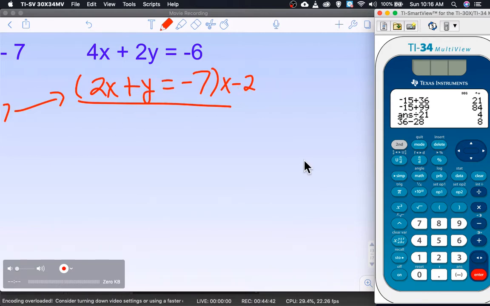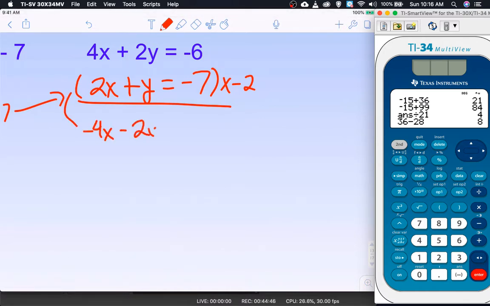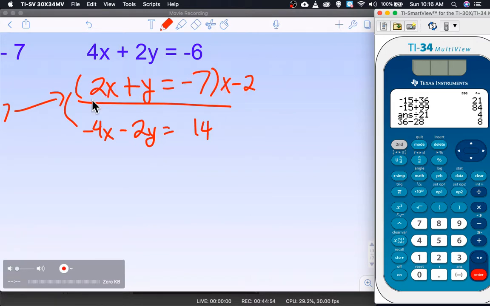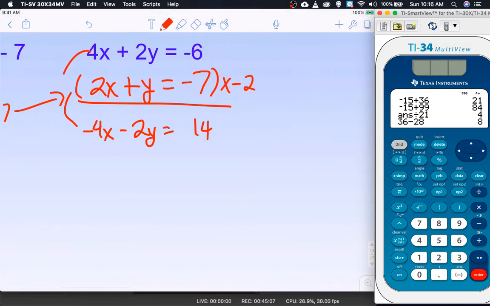So it is negative 4x minus 2y equals positive 14. Okay, so that was this equation multiplied by negative 2. 2x times negative 2 is negative 4. 1 times negative 2 is negative 2. And negative 7 times negative 2 is a positive 14. Now, this other equation, I'm just going to copy down. 4x plus 2y equals negative 6.